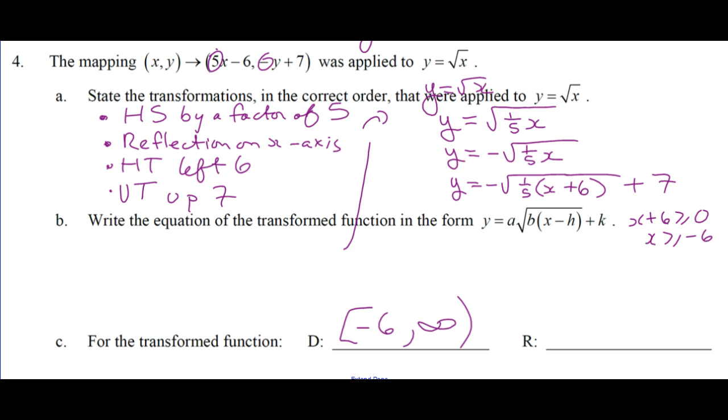Okay, what's the range? So we say, where's the vertex? It's at negative 6, 7. From the vertex, it's going down, because this is a negative, so it's reflected in the x-axis. So the range is as high as, sorry, it's as high as positive 7, and it's as low as negative infinity.